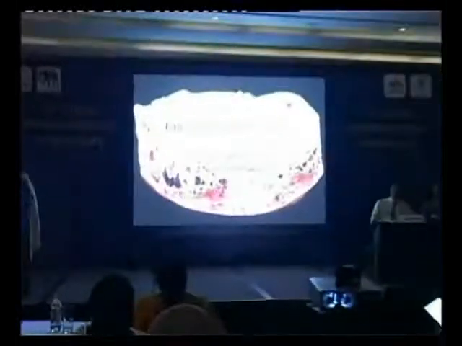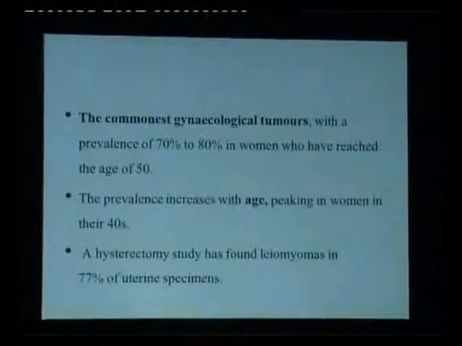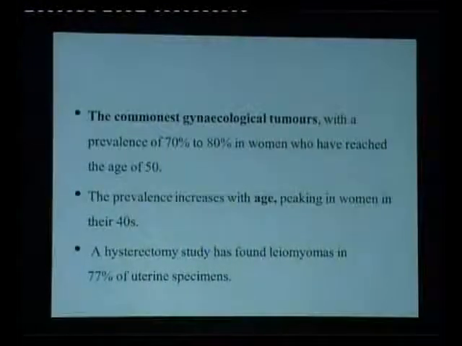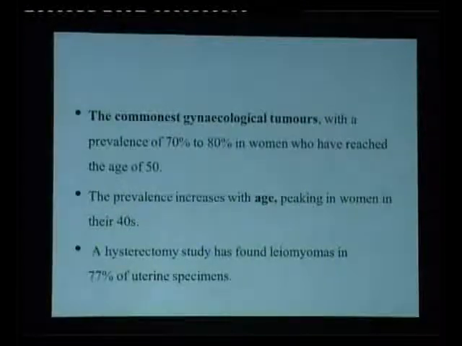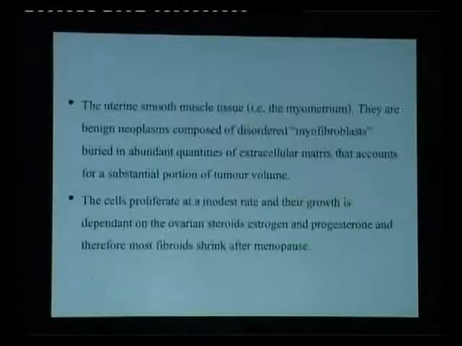I would be talking on fibroids and adenomyosis, as has already been announced. And I would say that this is one of the commonest gynecological tumors, which has a prevalence of almost 70 to 80% in women who have reached the age of 50. Now, the prevalence increases with age, and it peaks around women who are reaching 40 years. And hysterectomy samples which were studied in a particular study found that 77% of them had fibroids.